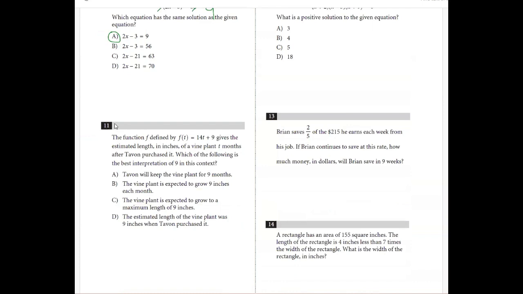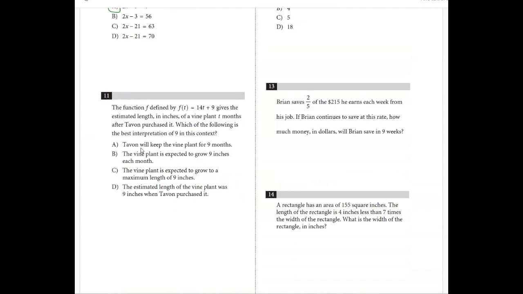The function f defined by f of t is equal to 14t plus 9 gives the estimated length in inches of a vine planted t months after Tavon purchased it. Which of the following is the best interpretation of 9 in this context? 9 is the initial value. So if I look at all of the answer choices, if I look at D, the estimated length of the vine plant was 9 inches when Tavon purchased it. So when Tavon purchased it, the length was 9. So D is the correct answer.